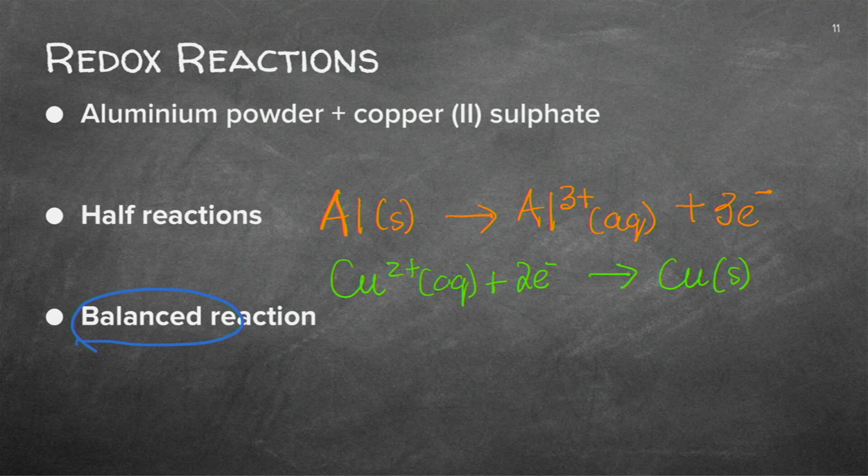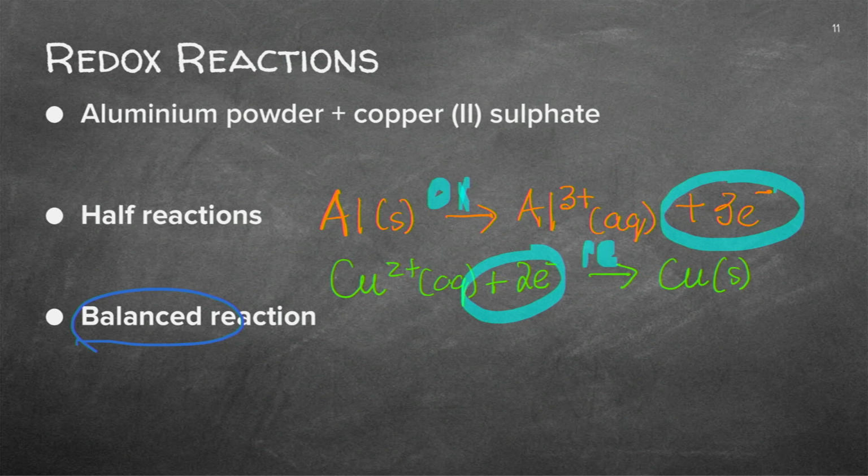So let's just quickly go back and explain again. This is the loss of electrons. This is the oxidation half reaction. And this is the gain of electrons. This is the reduction half reaction. For the balanced equation, you have to make sure that you've got equal electrons. Do you see 3 there and 2 there? Therefore, it has to be the same.